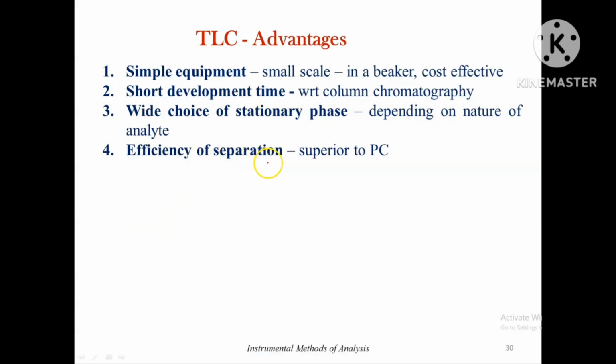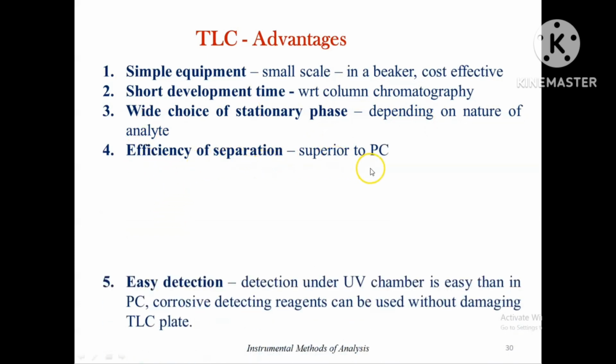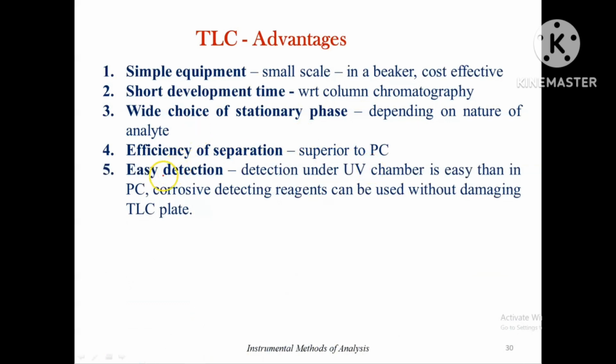It has more efficiency when compared with paper chromatography, and detection is much easier. Detection under a UV chamber is easy in TLC compared with paper chromatography. Similarly, use of corrosive detecting reagents is possible in TLC, because corrosive reagents like concentrated sulfuric acid spray will not cause any damaging effect on the TLC plates, unlike paper chromatography.